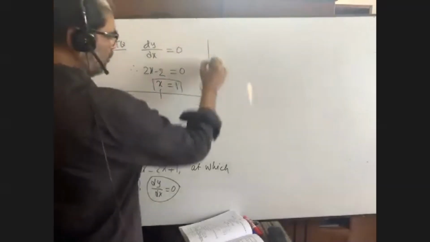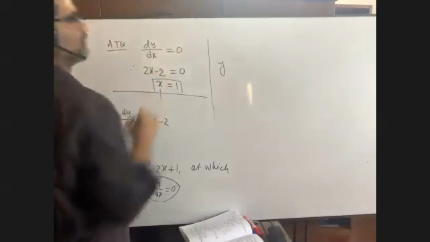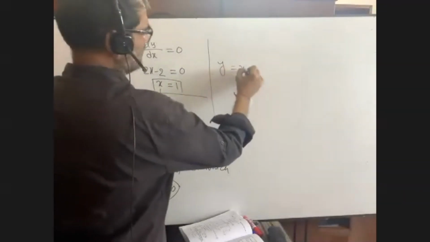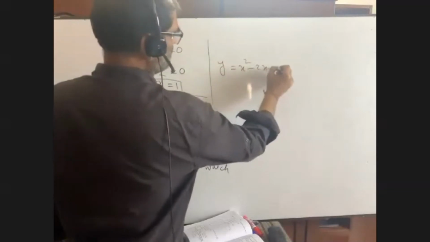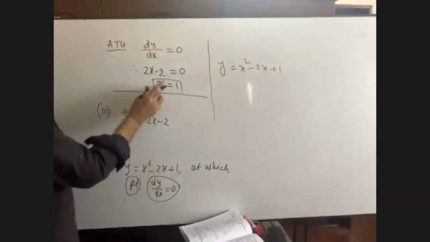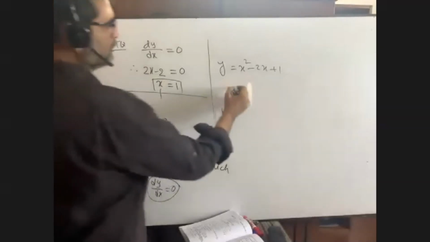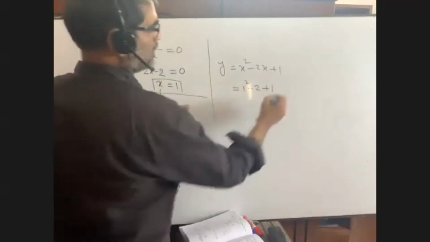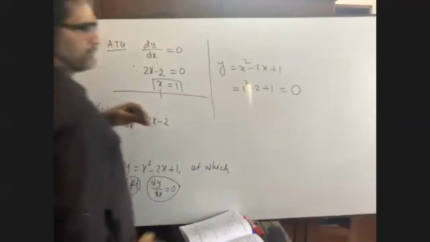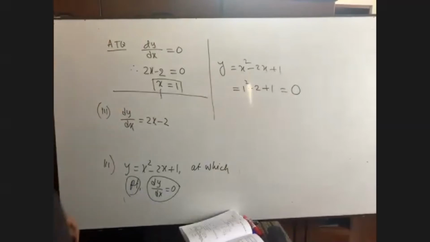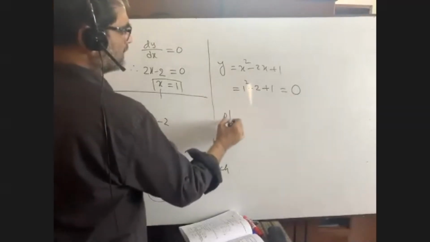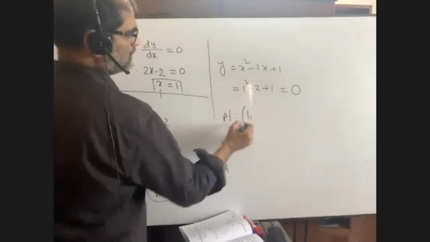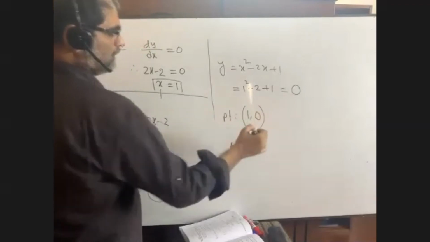Ordinate means y. You have to find y. So y equals to what is given? x square minus 2x plus 1. What is the value of x here? 1. So you put the value here. 1 square minus 2 plus 1 equals to what? 0. So what is the point? The required point, x comma y, value of x is 1 and value of y is 0. Our math is done.